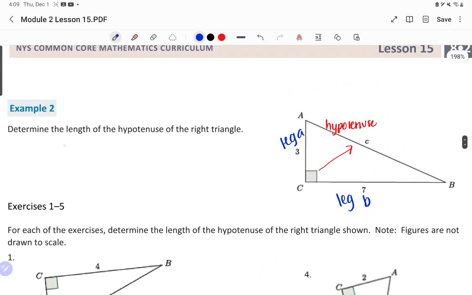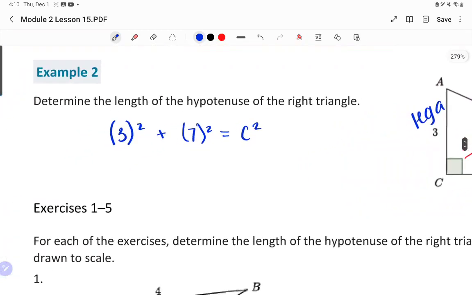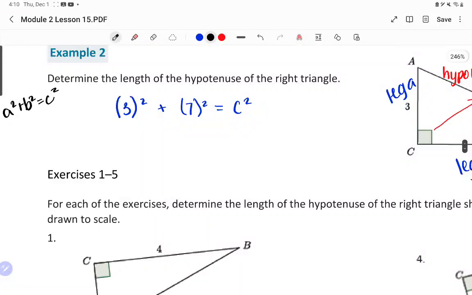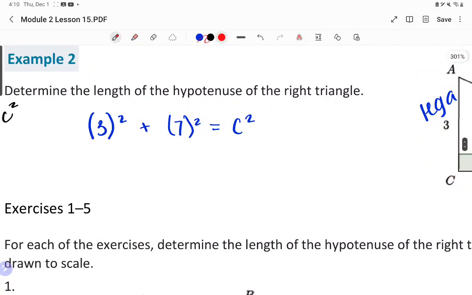So leg A is going to be 3, and we're going to make sure that we square that. Then we have leg B, which is 7, and we're going to square that. And then we just don't know what c squared is yet, so we're going to write in c squared. We're doing this based off of, remember, the Pythagorean theorem, which says a squared plus b squared equals c squared. Okay, so 3 times 3 is 9. So 3 squared is 9, and 7 squared is 49. And c squared, we don't know yet. So 9 plus 49 is 58 equals c squared.